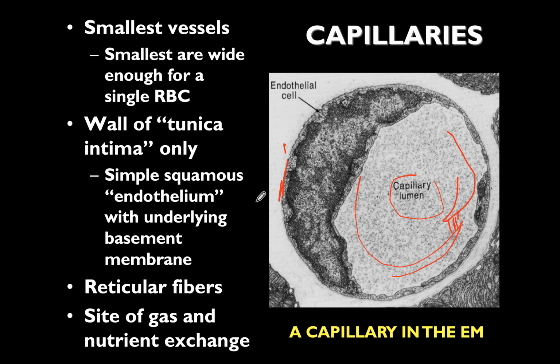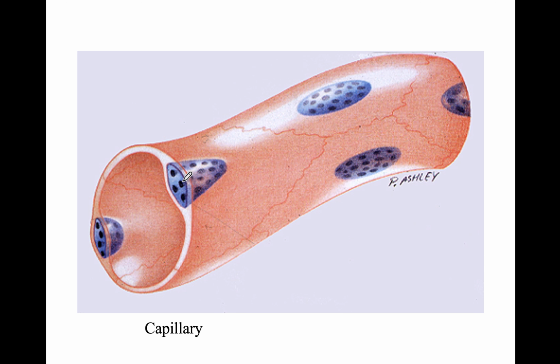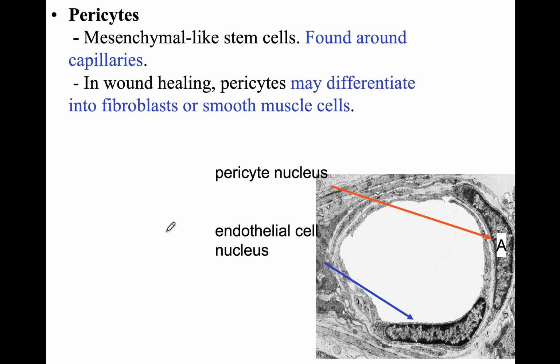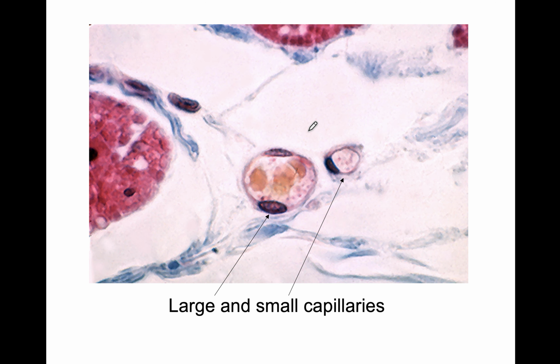As we know, capillaries are the site of gas and nutrient exchange. As I said, you can see here the area of the adhesion between them, and inside here we have the lumen. Usually these capillaries consist of one endothelial cell surrounded by one cell which is the pericyte. This pericyte is a mesenchymal-like stem cell found around capillaries, and it is very important in wound healing because these pericytes may differentiate into fibroblasts or smooth muscle.